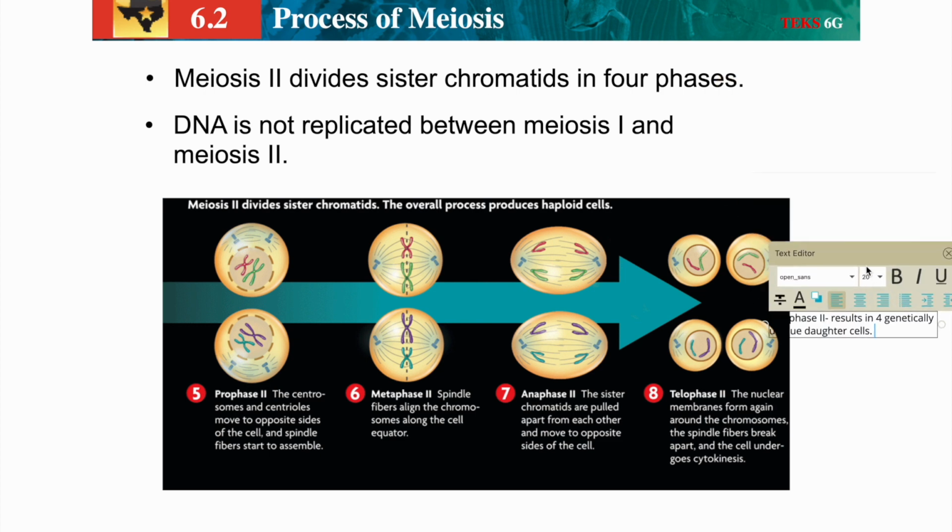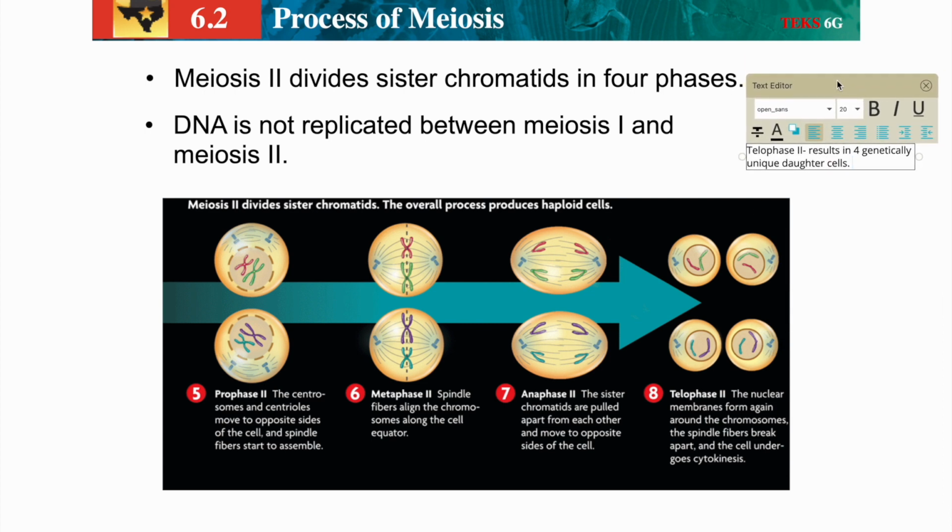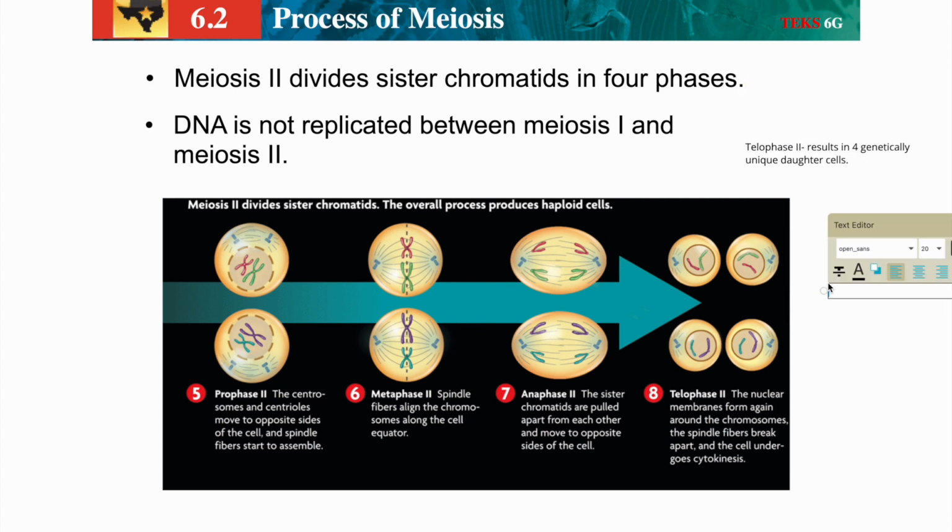So that's the end result of telophase 2. I would prefer that you write that in that box at the bottom of the first page. At the bottom of that page, I want you to write this: telophase 2 results in 4 genetically unique daughter cells.